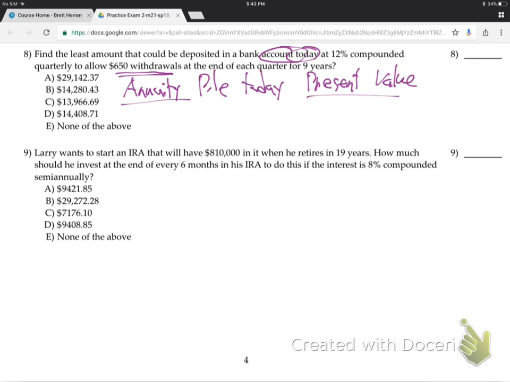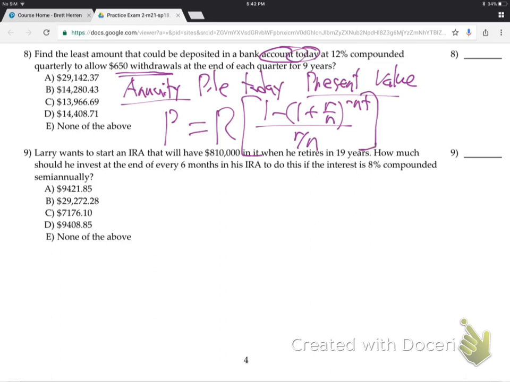And your answer on that one will be... it's none of the above, huh? So maybe I better show that. Present value of an annuity: P equals R, 1 minus 1 plus r over N to the minus NT, over r over N. Like that.